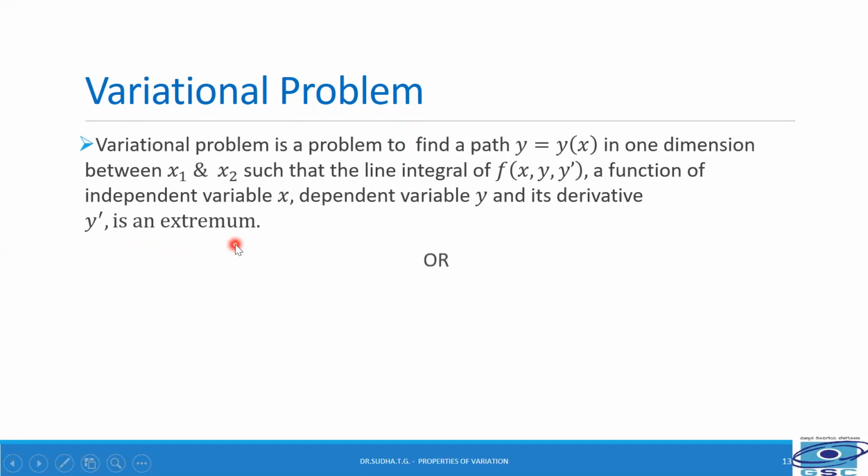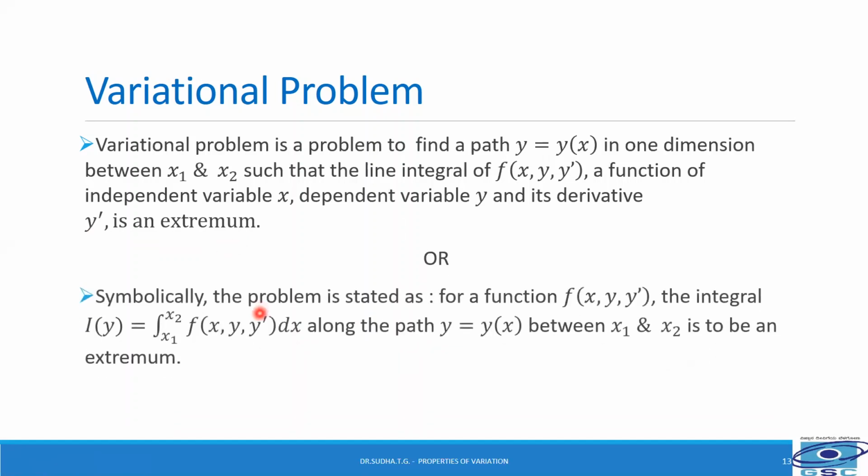Or we can also state that symbolically. The problem is stated as: for a function f of x comma y comma y dash, the integral I of y is equal to integral x1 to x2 f of x comma y comma y dash into dx along the path y is equal to y of x between x1 and x2 is to be an extremum. Hope everybody could follow all the properties and the statement of the variational problem.